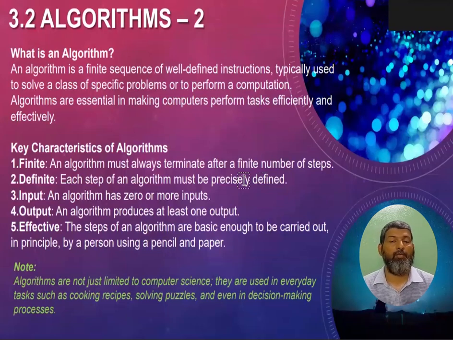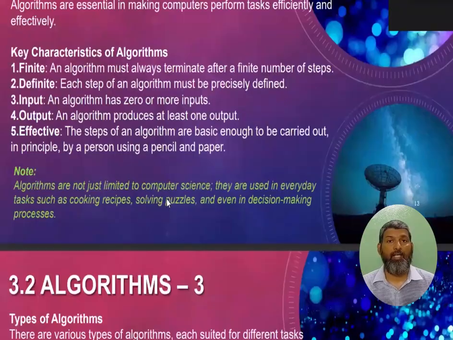So you can see algorithms are not just limited to computer science. They are used in everyday tasks such as cooking recipes, solving puzzles, and even in decision-making processes. You can see how the algorithm is involved in our daily life, not only for one part of a solution. It is completely involved, but we do not call them that. Your daily routine is also an algorithm. Your study routine is also an algorithm. Your food routine is also an algorithm, right?